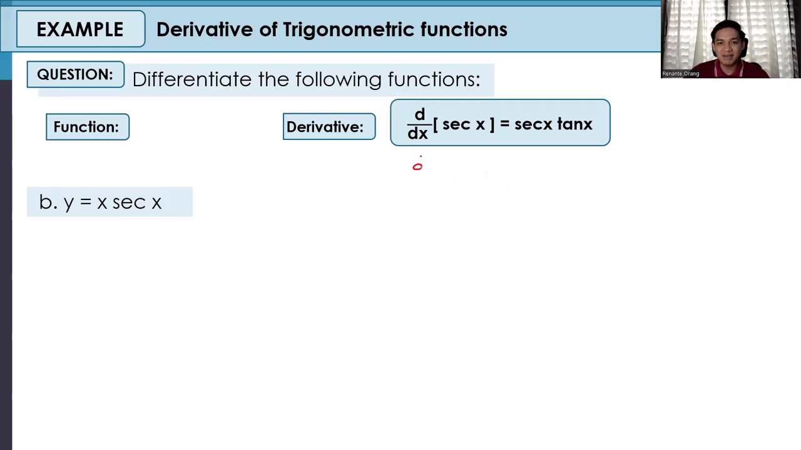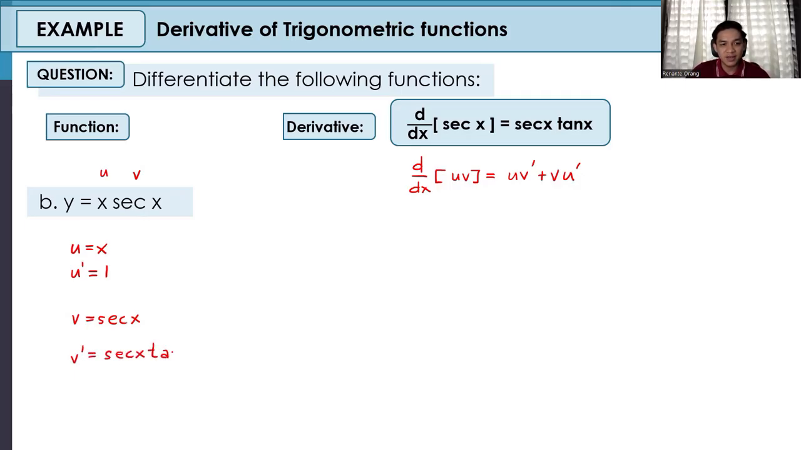So sulat natin, class, the derivative with respect to x of our product rule, which is u multiplied by v, is equivalent to u multiplied by v prime plus v multiplied by u prime. Again, class, yung u natin is yung ating x and yung ating v is our secant x. So unahin natin, u is equivalent to x. So the derivative of our u is 1. Next is our v, which is equivalent to secant of x, and based dito, the derivative of our secant x is equivalent to secant x tangent of x.